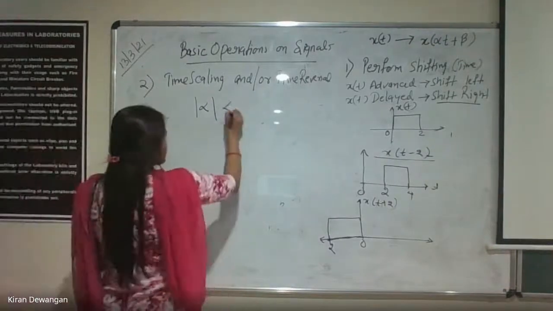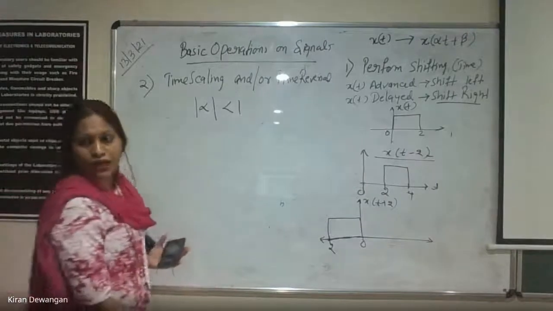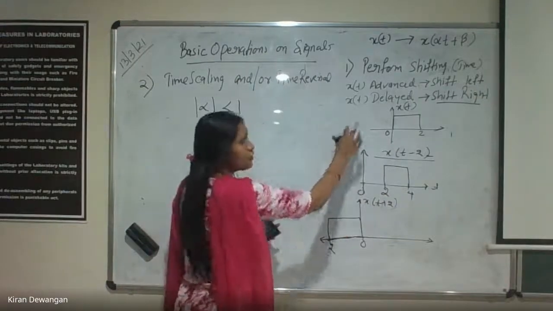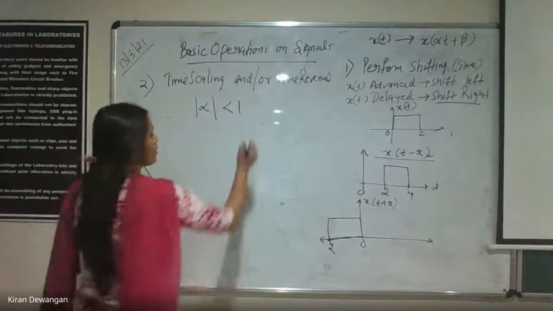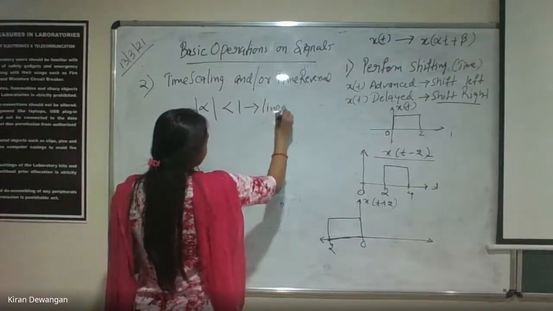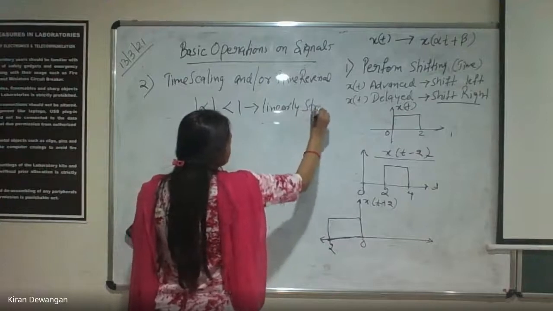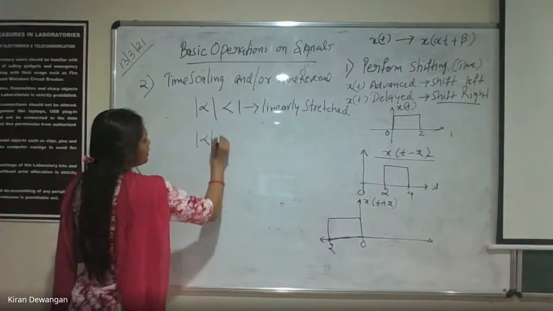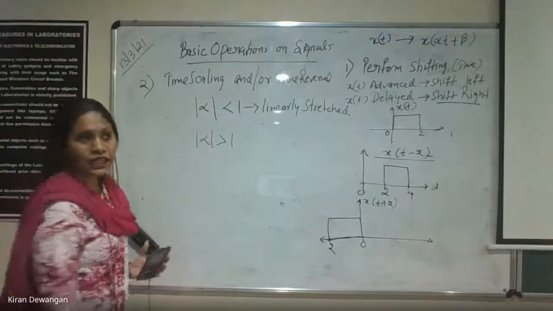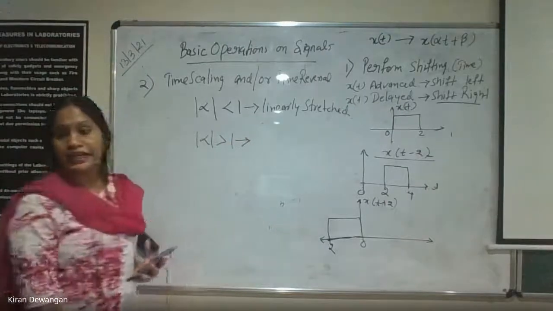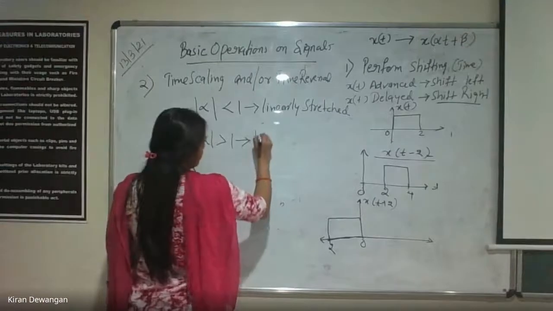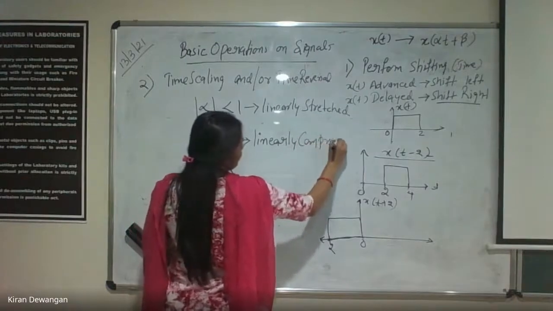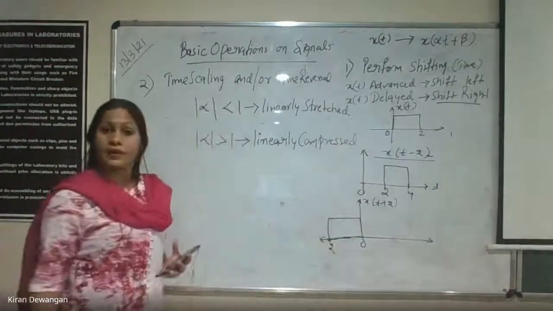Alpha, if mod of alpha is less than 1, the resulting signal from the first step will be linearly stretched. Okay? Now if mod of alpha is greater than 1, it will be linearly compressed. It is linearly compressed. Okay?